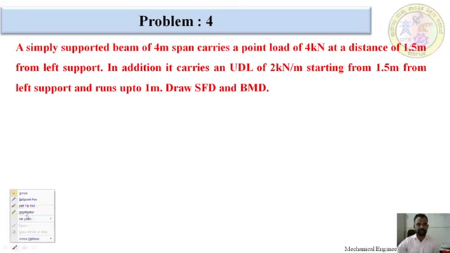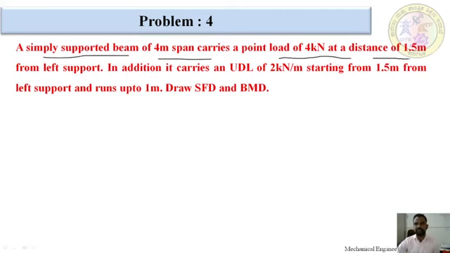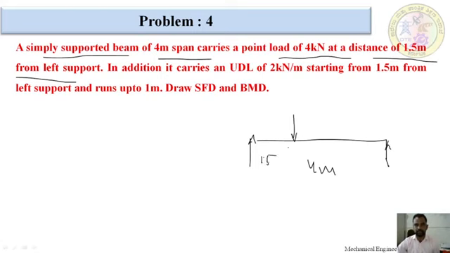The problem they have given is: a simply supported beam of span 4 meter carries a point load of 4 kN at a distance of 1.5 meter from left support. Okay, simply supported beam they have given, and a span of 4 meter, and one point load from left support at a distance of 1.5. This is 1.5 up to here, a magnitude of 4 kN.